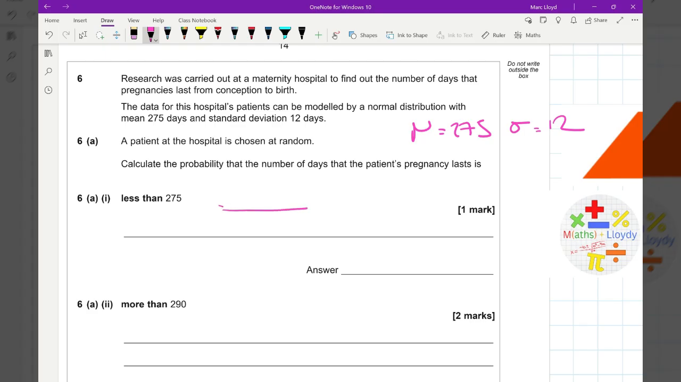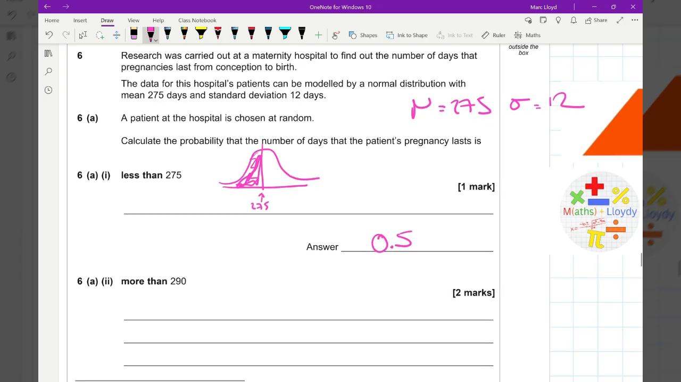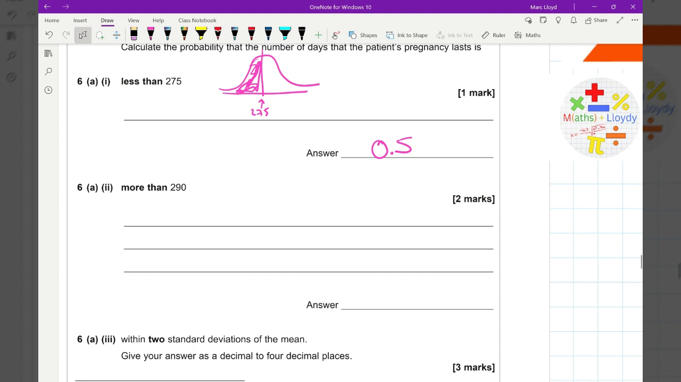Now, there's the normal distribution. That's the midpoint. The mean is always in the middle of it. So if we're saying less than, it's going to be the left-hand side of the graph, which is half of it. So our answer for that is 0.5. For the next one, it's not so easy.